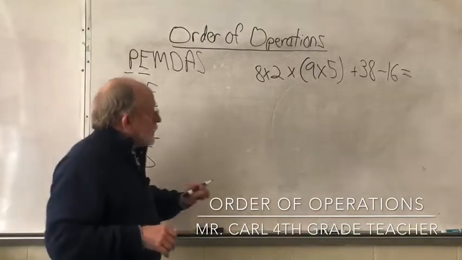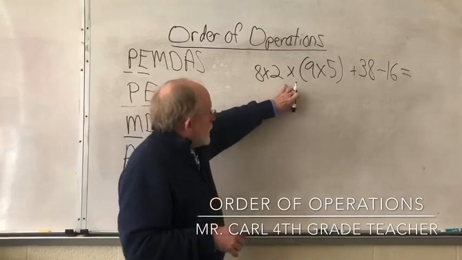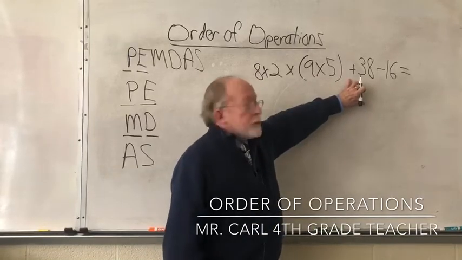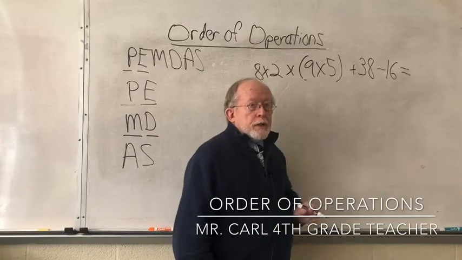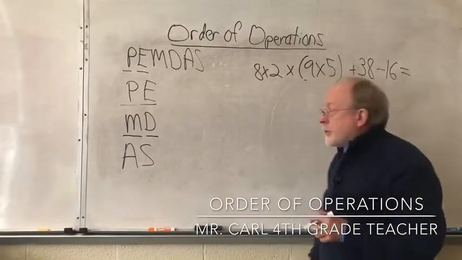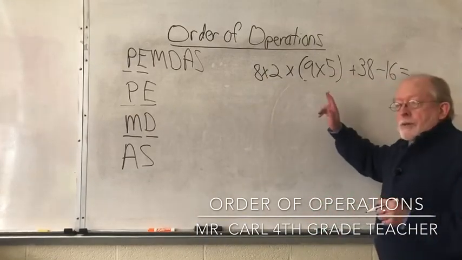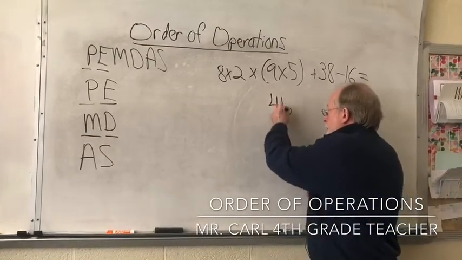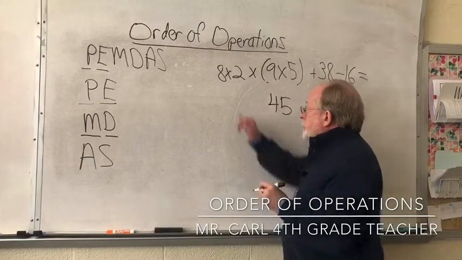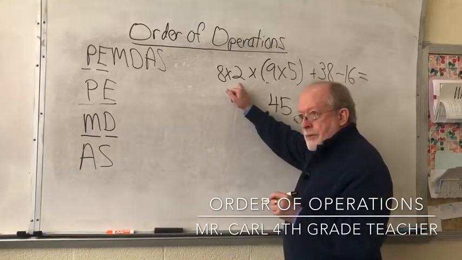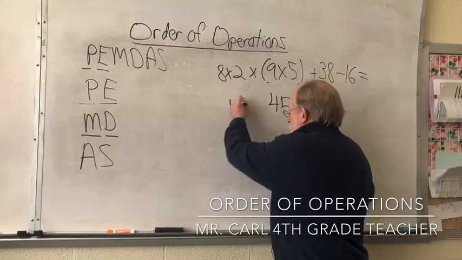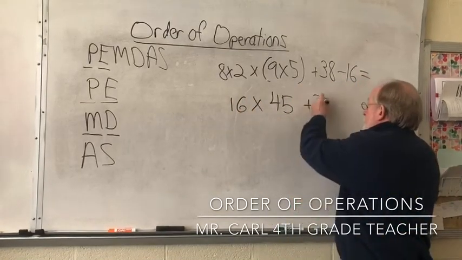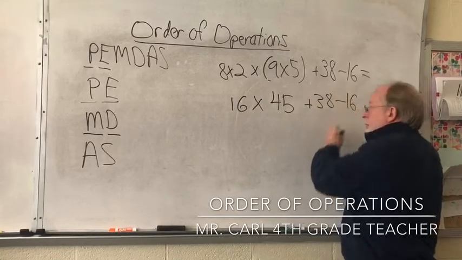So here we have an equation that says 8 times 2 times, and in parentheses, 9 times 5. Then outside the parentheses, plus 38 minus 16. So according to the rules of order of operations, the first thing we do is we multiply the 9 times 5. And as we know, that equals 45. So what we're going to do then is we're going to multiply the 8 times 2, and you know that gets 16. So our problem now is 16 times 45 plus 38 minus 16.